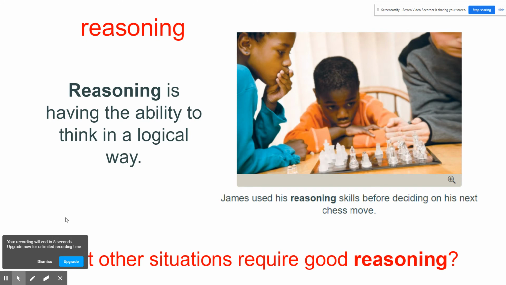Okay, so now you're going to go into Schoology and write a sentence based on your vocabulary word.